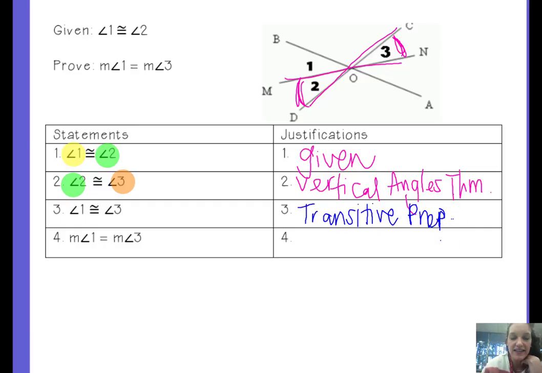And then my last step, notice my last step has to be my prove statement. In my prove statement, my angles have measures and there is an equal sign, not a congruent symbol. So I'm switching from my angles being congruent to my angles being equal. And when I switch from my angles being congruent to their measures being equal, that is the definition of congruent angles. So I can draw the congruent symbol or write the word congruent.